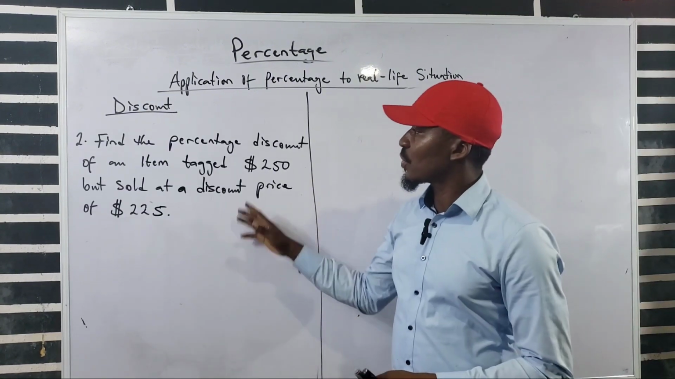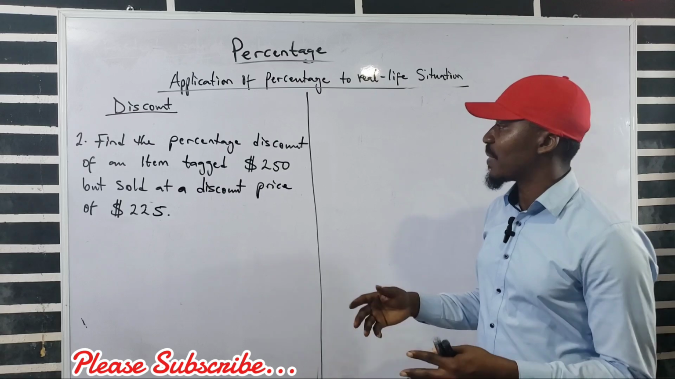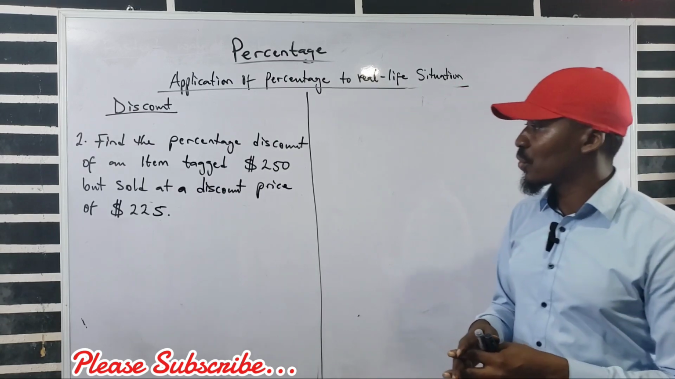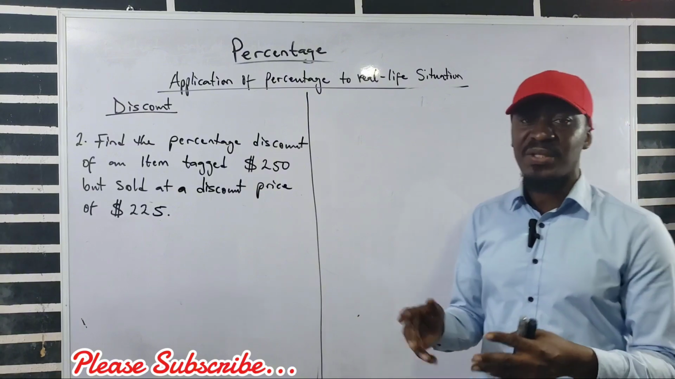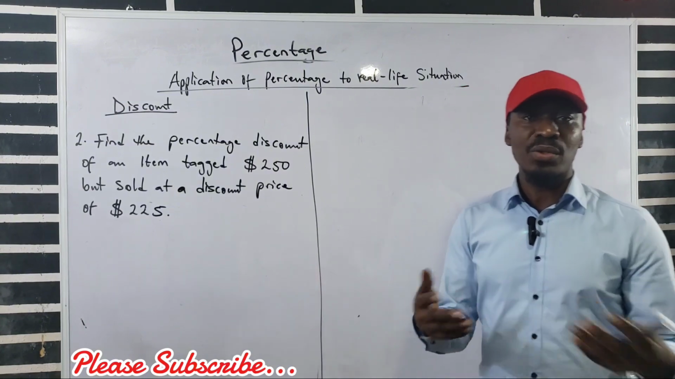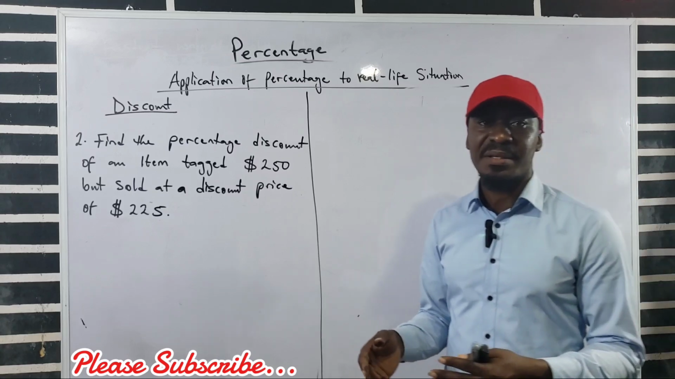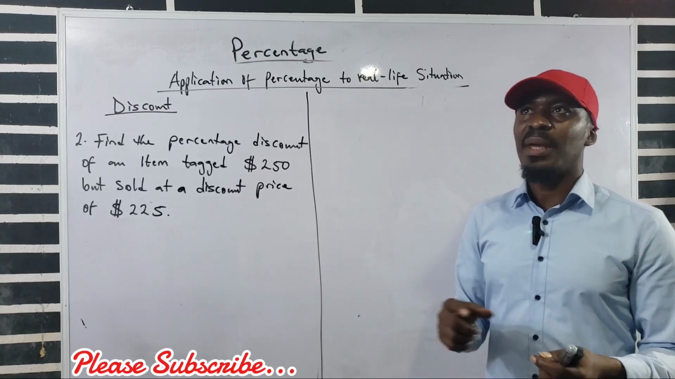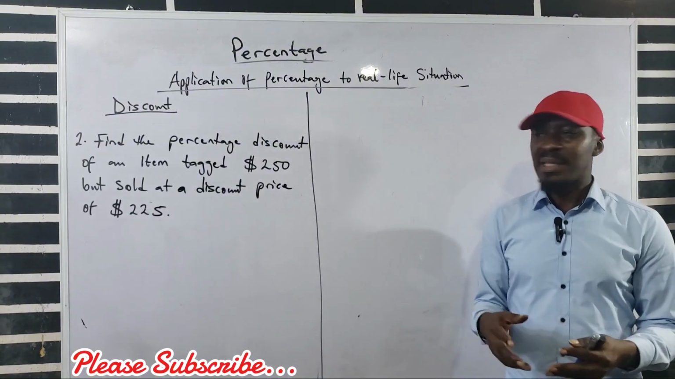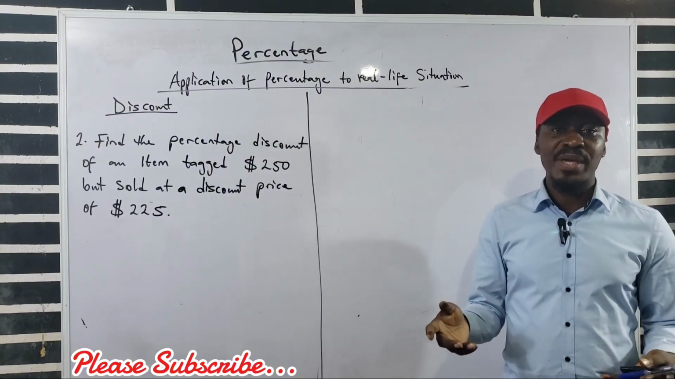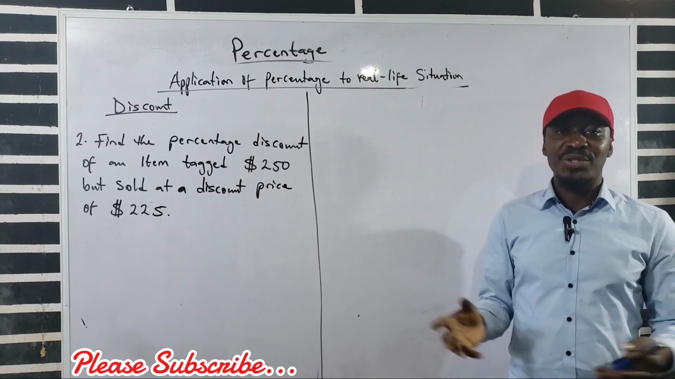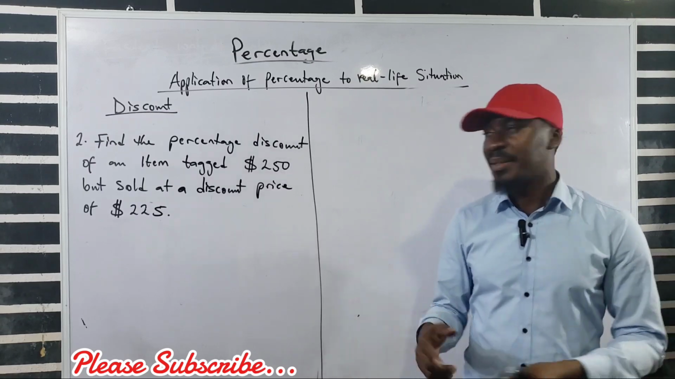So our second question on discount, we are asked to find the percentage discount of an item tagged $250 but sold at a discount price of $225. So this one, all you need to still do is use your percentage increase and percentage decrease. But using the multiplicative factor of the percentage to solve this will not be a good idea. So we can just use our traditional method of solving percentage increase and decrease.